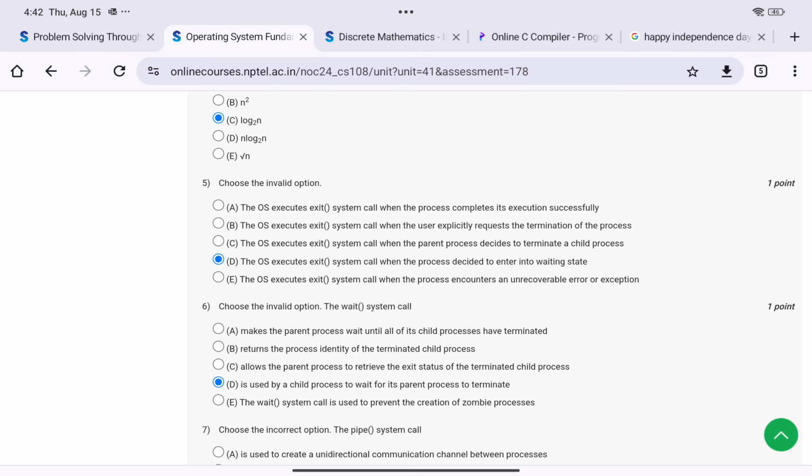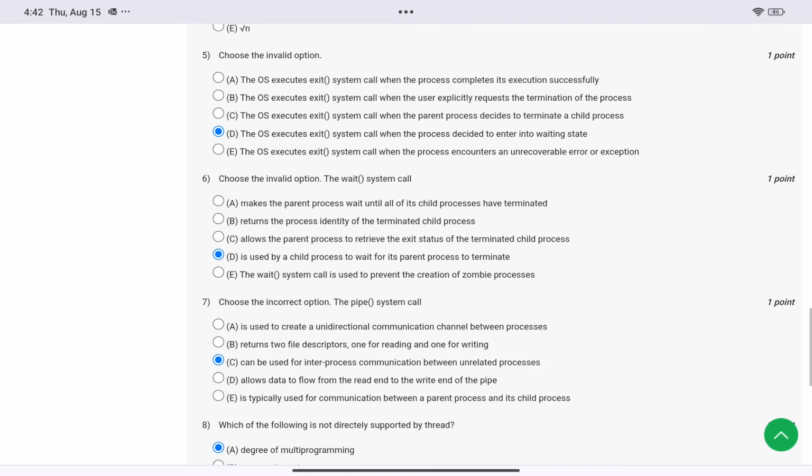Now question number 5, choose the invalid option. The option that says the OS executes the exit system call when the process decides to enter the waiting state is the wrong answer, and the others are correct. What does exit mean? System calls are very important for GATE. We will solve some problems.